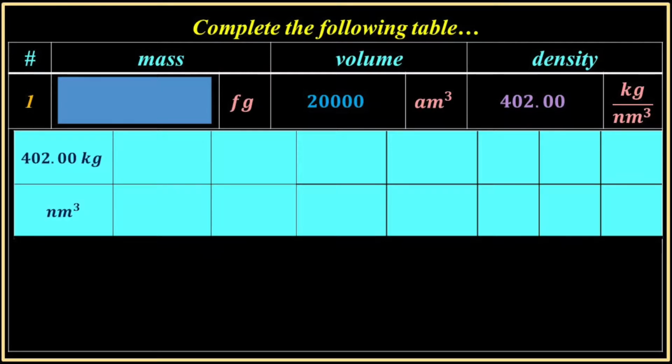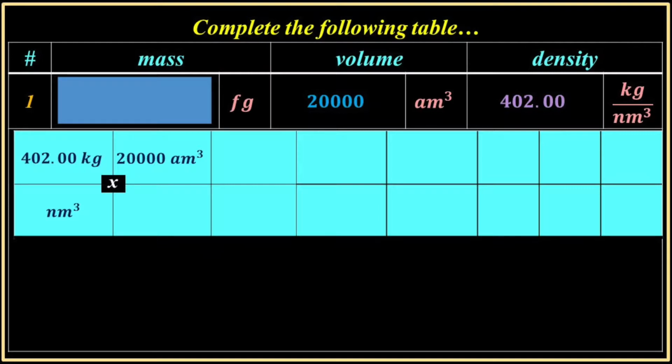So here's the density, 402.00 kilograms over 1, the 1 is understood, 1 cubic nanometer. And then I'm going to multiply that. That'll be in the second column on the top. I'm going to multiply that by 20,000 attometers. There's the multiplication sign, 20,000 cubic attometers.